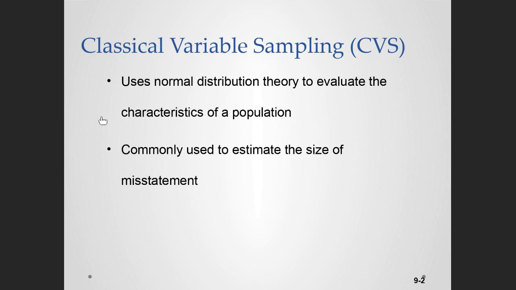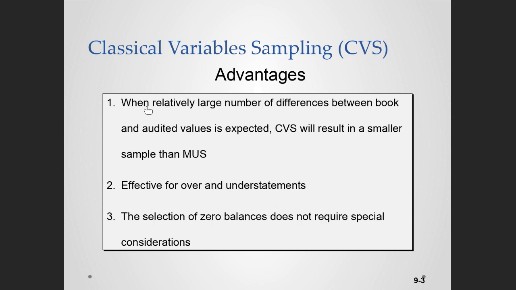So it uses the normal distribution theory to evaluate the characteristics of the population, and it's commonly used to estimate the size of a misstatement. So just like we did in monetary unit sampling, the size of a misstatement, how big the misstatement is, depending on the sample that we test. So classical variable sampling and monetary unit sampling, they can both be used for the same purpose. When we discuss the advantages and the disadvantages of classical variable sampling, you'll know that in some cases monetary unit sampling is more applicable. So let's start with the advantages of classical variable sampling.